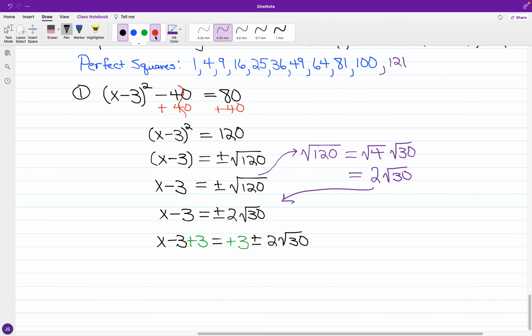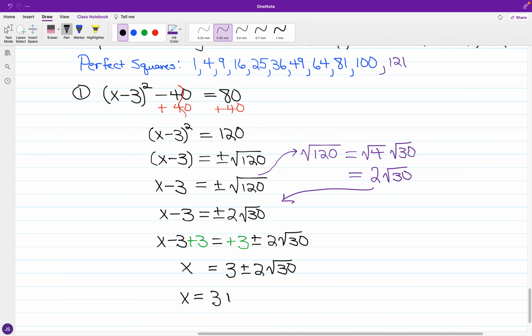Alright. So you're going to have x minus 3 plus 3. The minus 3 and plus 3 will go out. So we got x. To the right, we'll have 3 to apply to both plus and minus two times the square root of 30. And looking at separating.